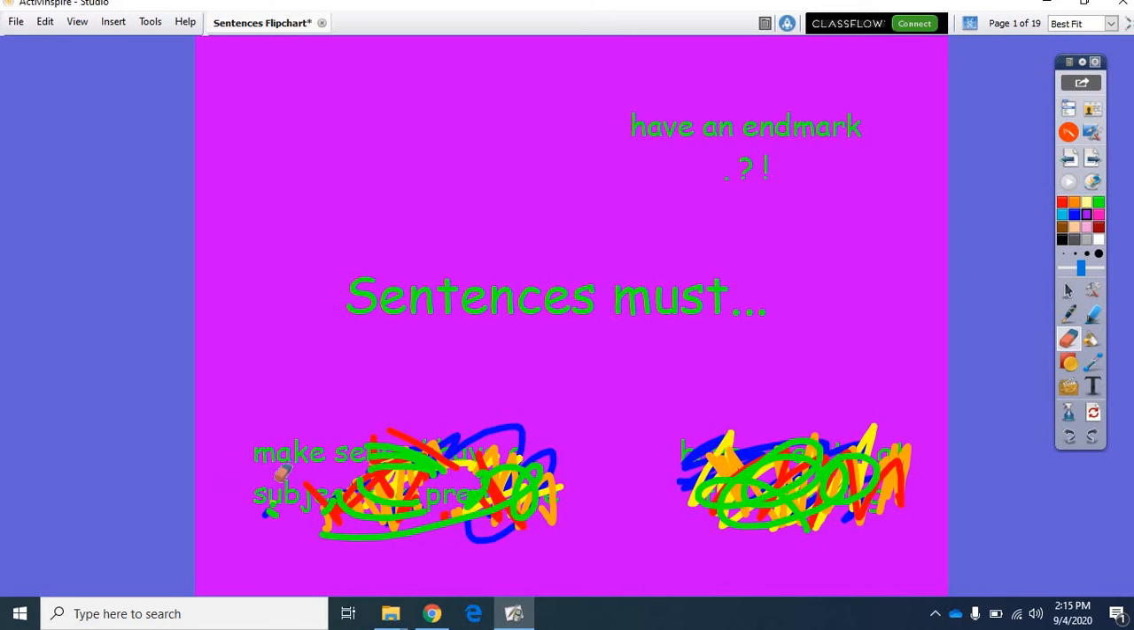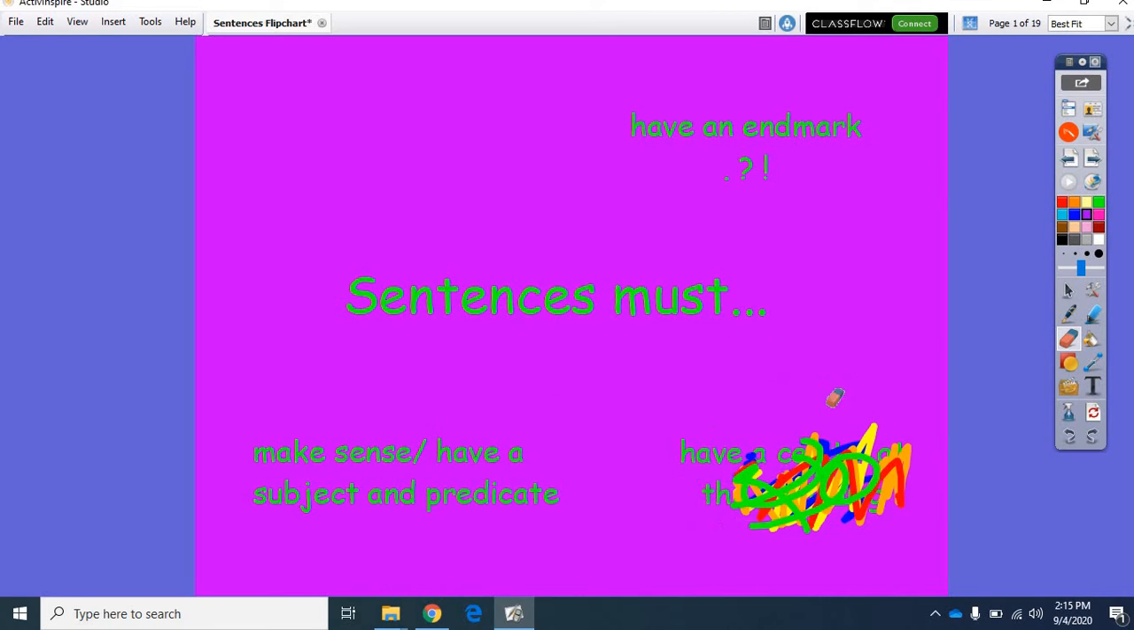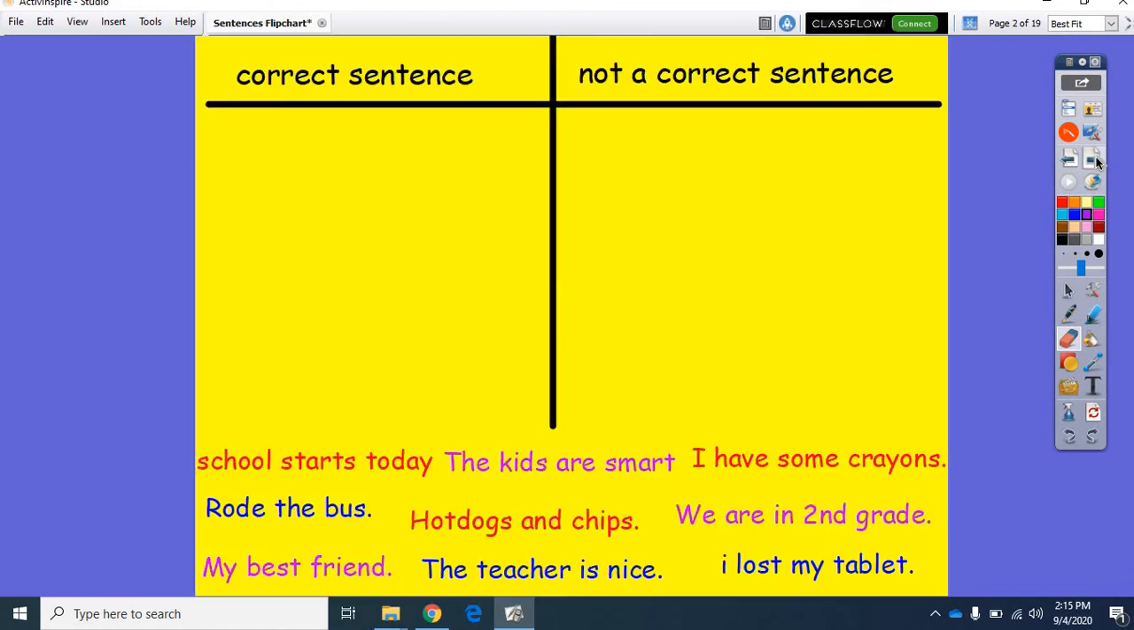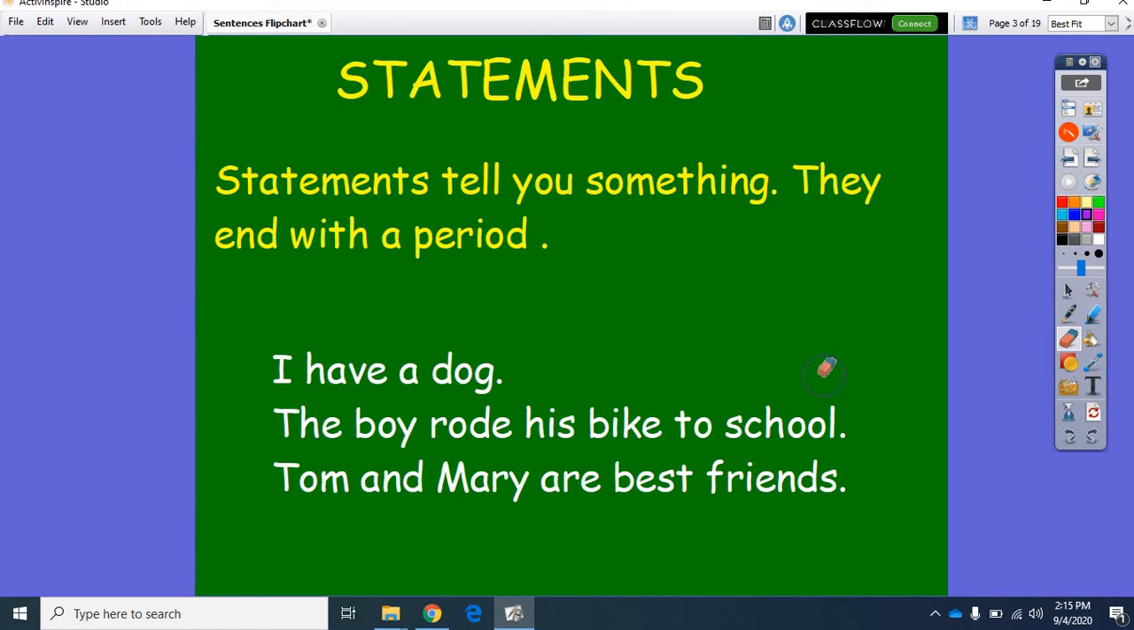They have to make sense, which means they have a subject and a predicate. We talked about those yesterday. If you don't tell somebody everything that you need to in the sentence, it wouldn't make any sense. So we have to make sure our sentences make sense. And the last thing is they have to have a capital at the beginning. Very good. All right, let's get into those different kinds of sentences.